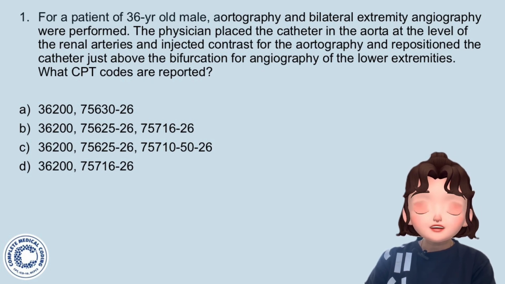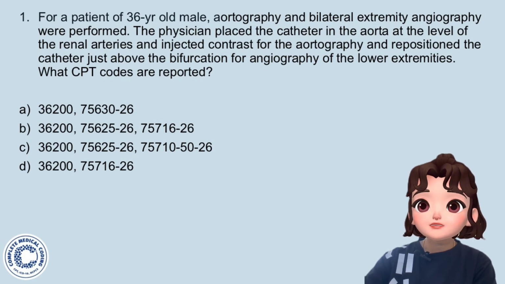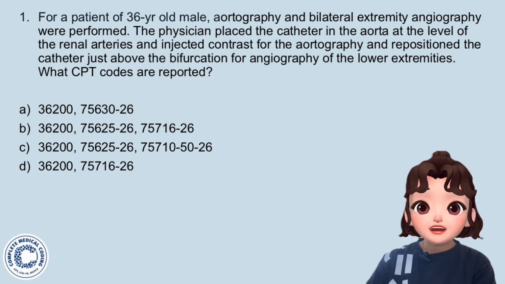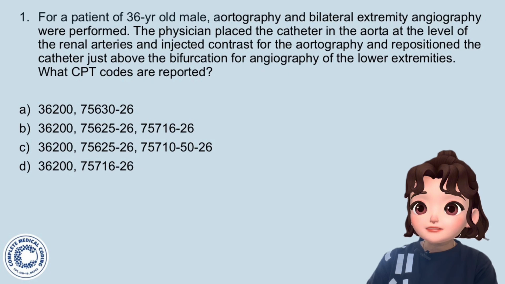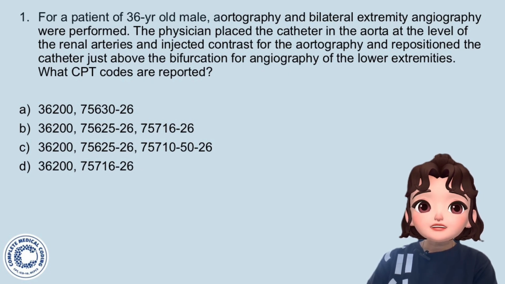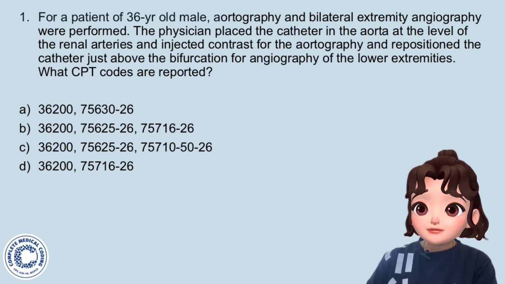So here, what are the procedures done? Aortography and bilateral extremity angiography. Okay, these are the procedures done, so this is what we need to code here. And then the physician has inserted a catheter in the aorta. Insertion of catheter in the aorta, that also you need to code. And then injected contrast for aortography. Okay.